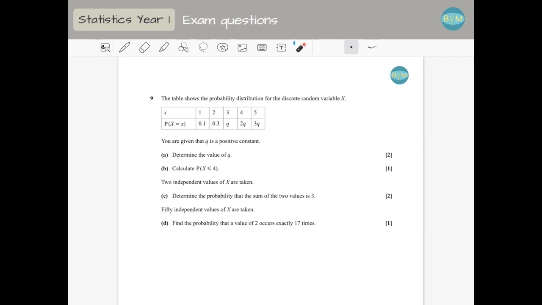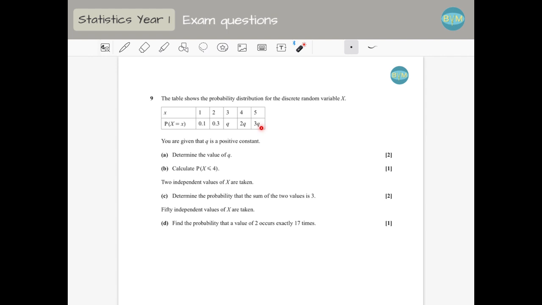Hello, this is question 9 on your 2023 paper 2 from OCR MEI. It's a probability question and a statistics question, very easy. The table shows the probability distribution for the discrete random variable x. So x can take these values and these are the probabilities.